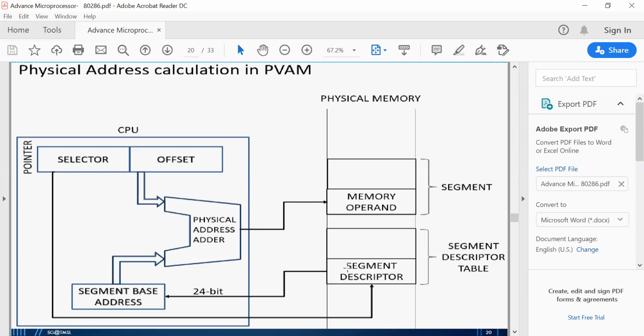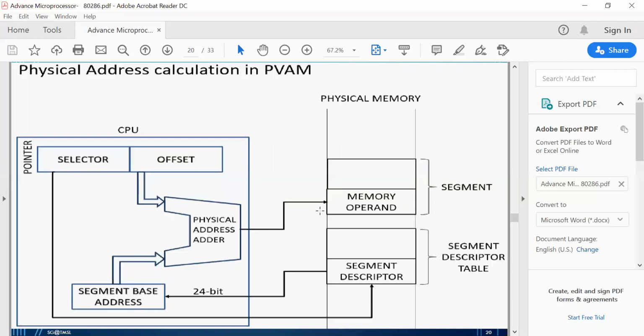Now this base address goes inside the segment base address block, so that the base address is given to the physical address adder, and the offset is also given to this physical address adder. From the combination of this offset and the base address, one physical address is calculated, and it points to the memory where the actual segment is situated. The maximum segment size will be 64 kilobytes, since the offset is only 16 bits.